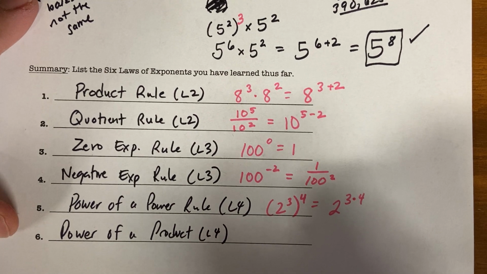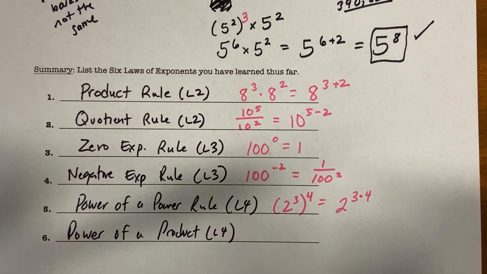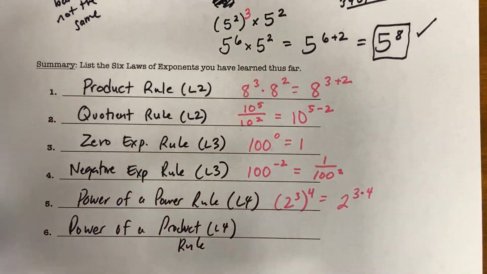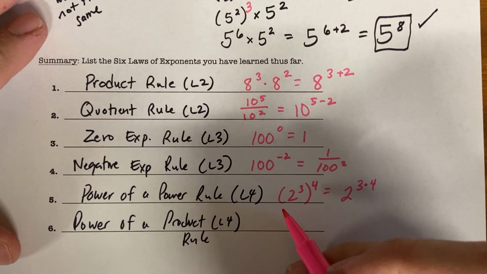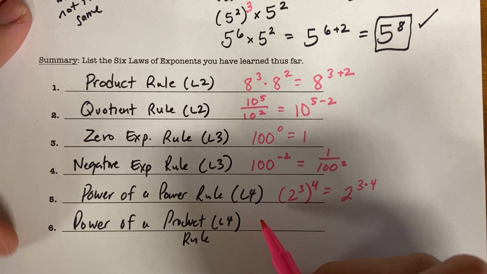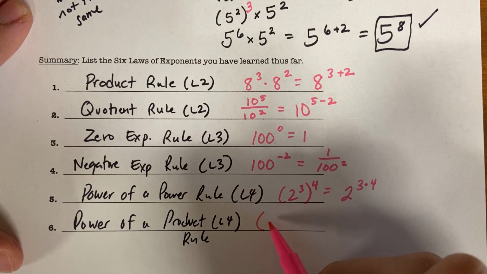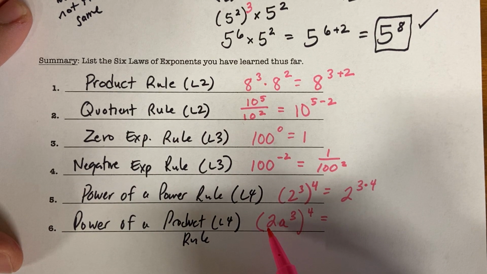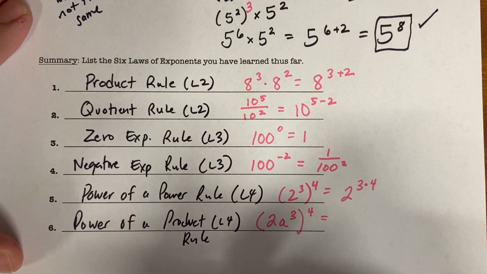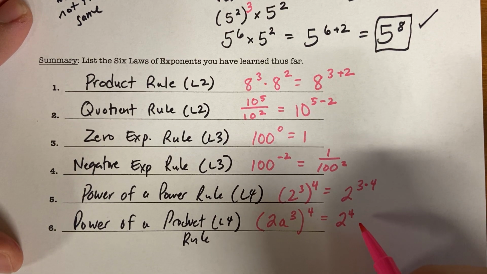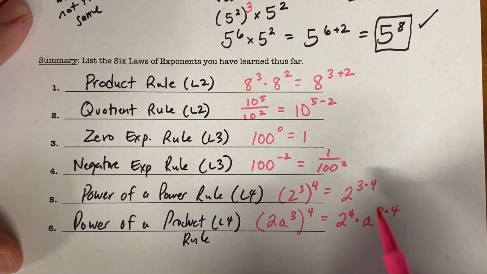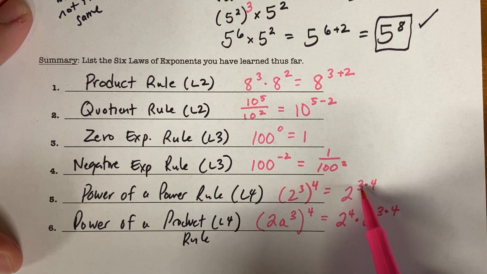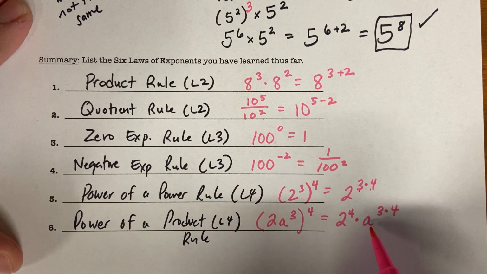The only difference with the last rule, power of a product rule, or law, sometimes you'll see, is that we're going to have multiple bases inside parentheses. So for example, if I just change this to 2a to the 3rd power to the 4th power. So not only do I have a base of 2, but I also have a base of a. So 2 is being raised to the 4th power, but a is also being raised to the 4th power. So 3 times 4. Notice how in rule 5, it was just 3 times 4 for 2, whereas in rule 6, 3 times 4 is just for a.